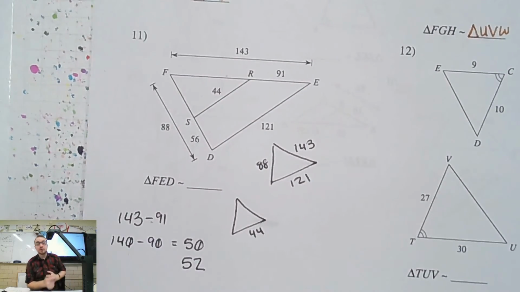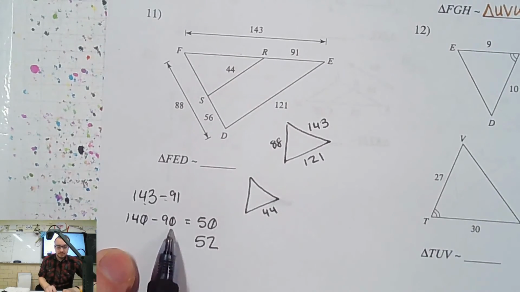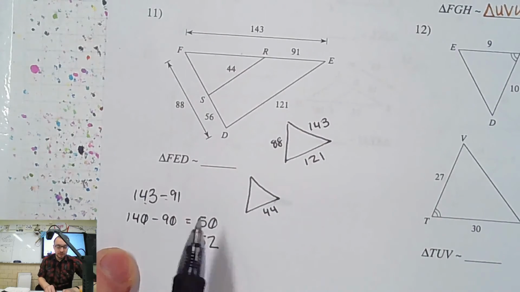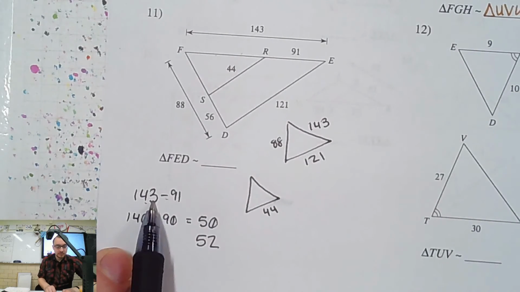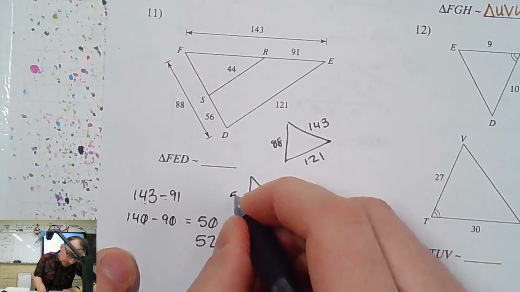I'll say that again. You can do this however you want, but the way I would do it is I'd do 140 minus 90, and then I'd add 3 onto my answer and subtract 1 more from my answer. 52. You could have also just subtracted 1 first and got 142, and then subtracted 90 and got 52. It's up to you. So that's 52.